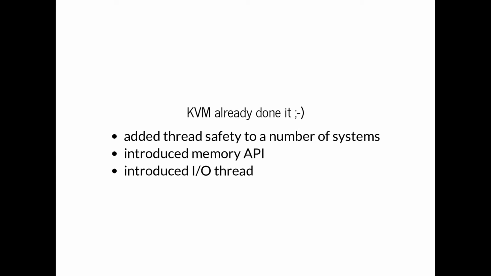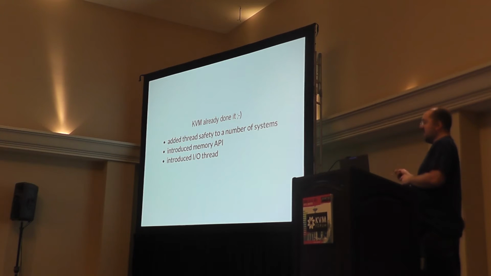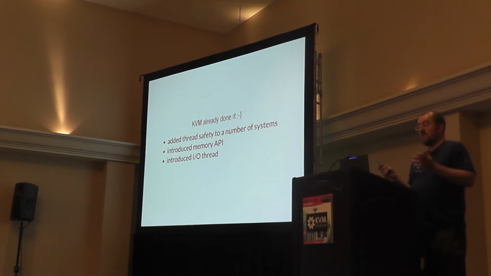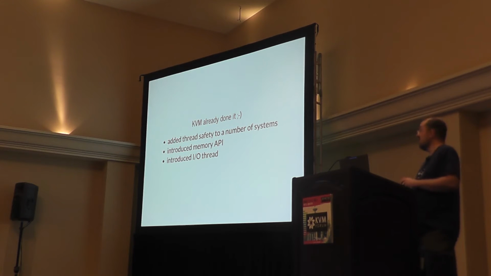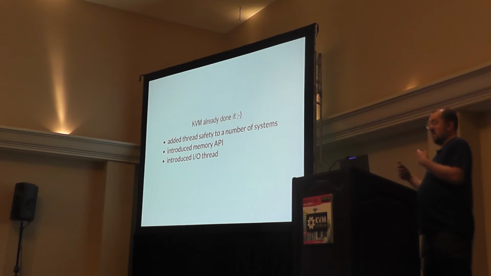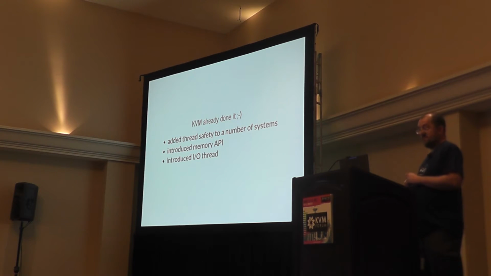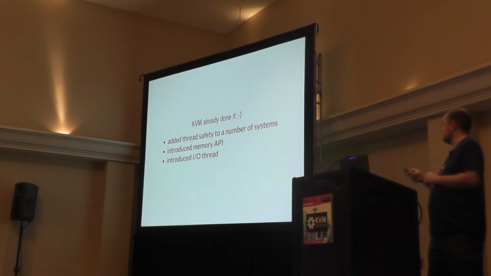So finally, let's look at device emulation. Good news, KVM's already done it all for us. The KVM model very much relies on having a thread per vCPU, so they had to add thread safety to a number of systems. This included adding a memory API, so all accesses to the emulated device can be properly serialized with locks. The other big change was introducing an I/O thread, which involves separating the handling of I/O from the rest of the system.